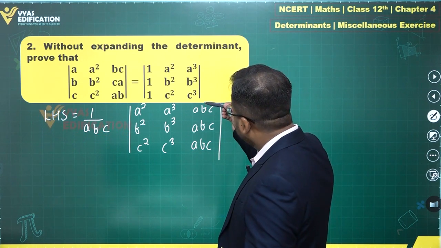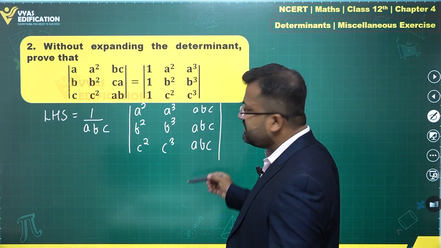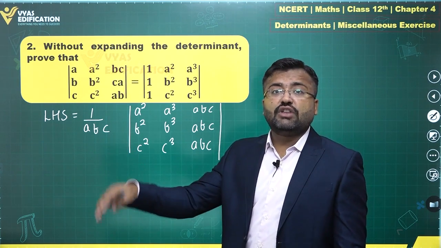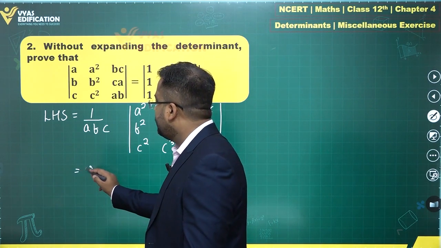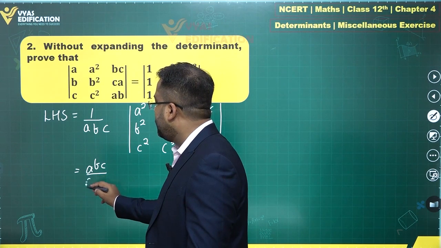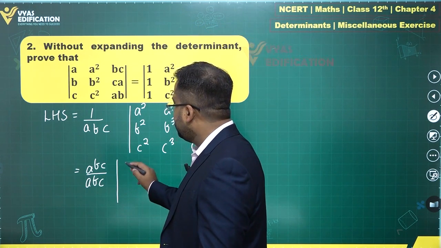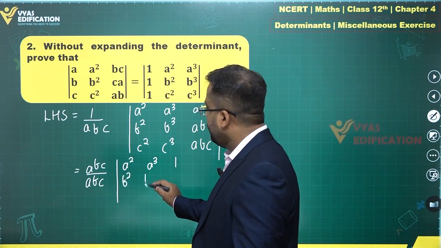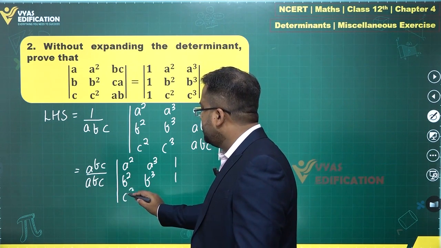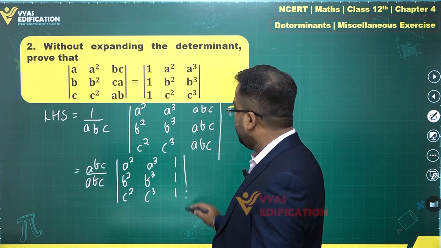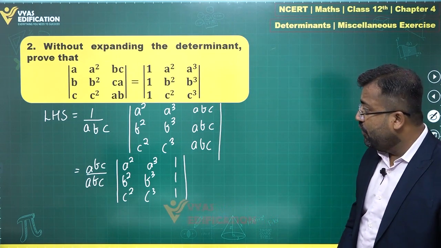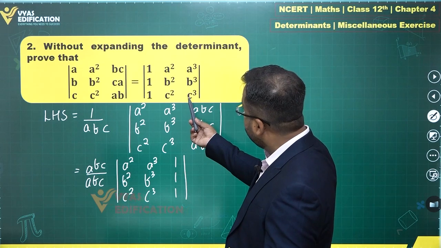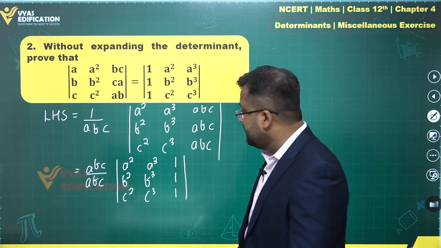Can you see that this whole column has a factor of ABC? Yes, let's take out that factor ABC common. So what you get is ABC upon ABC times the determinant with rows A square, A power 3, 1; B square, B power 3, 1; C square, C power 3 and 1. This is what you get. These terms are similar to this. Yes, they are similar to this.